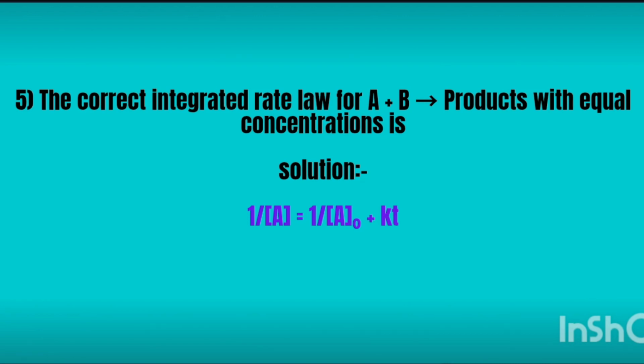The correct integrated rate law for A plus B gives rise to products with equal concentration is, what is the integrated rate law equation for second order reaction? Formula is 1 divided by A is equal to 1 divided by A naught plus kt. This is the important formula. Please remember this.